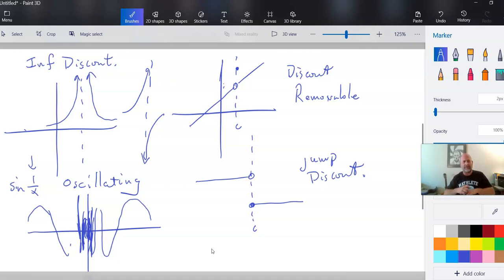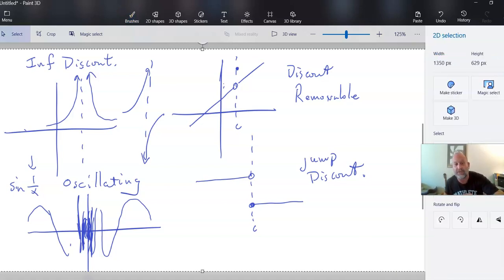We're really going to be focusing more on the removable discontinuities and the infinite discontinuities throughout this semester, because those are the ones that pop up with polynomials and rational expressions and things like that. Those are the ones that are a little bit nicer to deal with too. Okay, so that's what a discontinuity looks like, right? It's the place where you have to lift your pencil to keep drawing the function. Okay, so now let's go ahead and take a look at the actual definition.